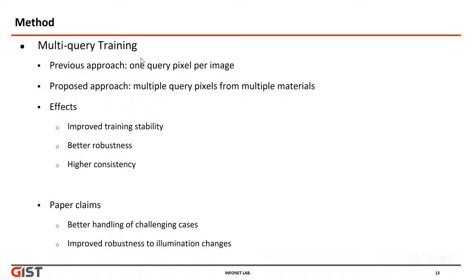And the multi-query training part is about training the model. Previous approaches used one query pixel per image, but the proposed approach uses multiple query pixels from multiple materials. So this gives improved training stability, better robustness and higher consistency. The paper claims better handling of challenging cases and improved robustness to illumination change by utilizing multi-query training.